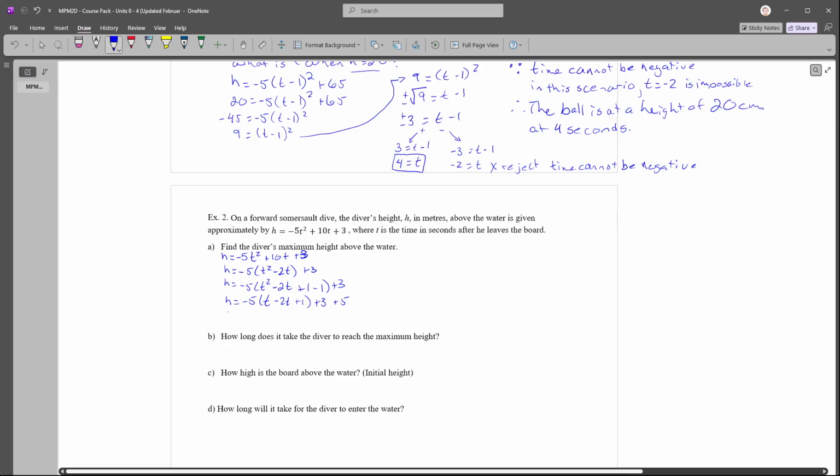And we're going to finish this off with h is equal to -5 times our perfect square trinomial, (t minus 1) squared, plus 8 on the outside. So that means we have a vertex of (1, 8). So what that tells us? It tells us that our max is always the y term. So therefore, the maximum height of the diver is 8 meters. That's pretty high.